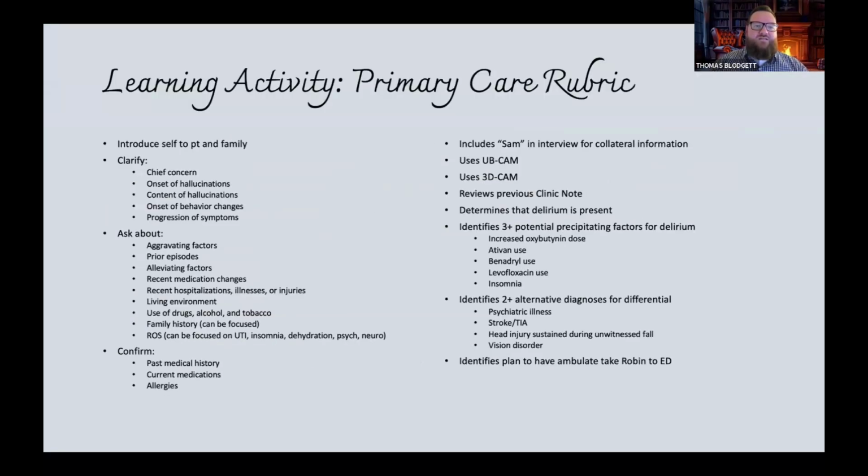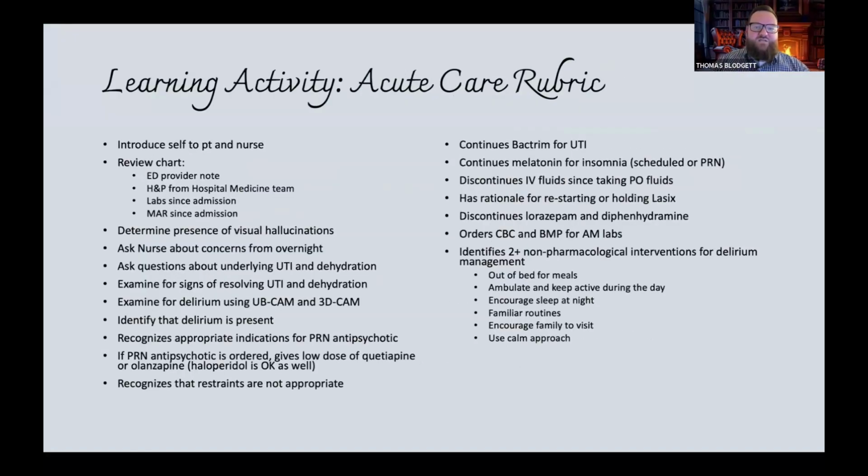I'm not going to go over these except to say that these 2 slides are basically the elements from the rubric or the checklist that facilitators could use to sort of take notes and, oh yeah, they did this, but they forgot to ask about allergies or, what have you. And here's the one for the acute care folks.